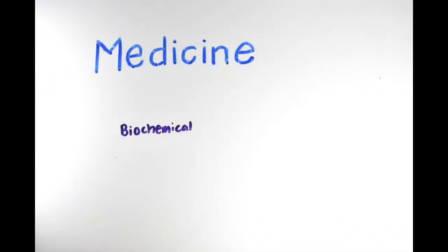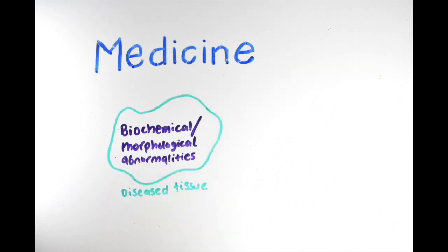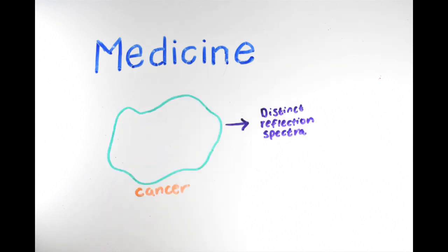The third application of HSI is in medicine. Biochemical and morphological abnormalities in diseased tissues will result in reflection spectra distinct from healthy tissue. Cancers are known to alter local blood circulation and oxygenation and can be spotted within healthy tissue in vivo with HSI. Different types of cancers can also be distinguished from each other.